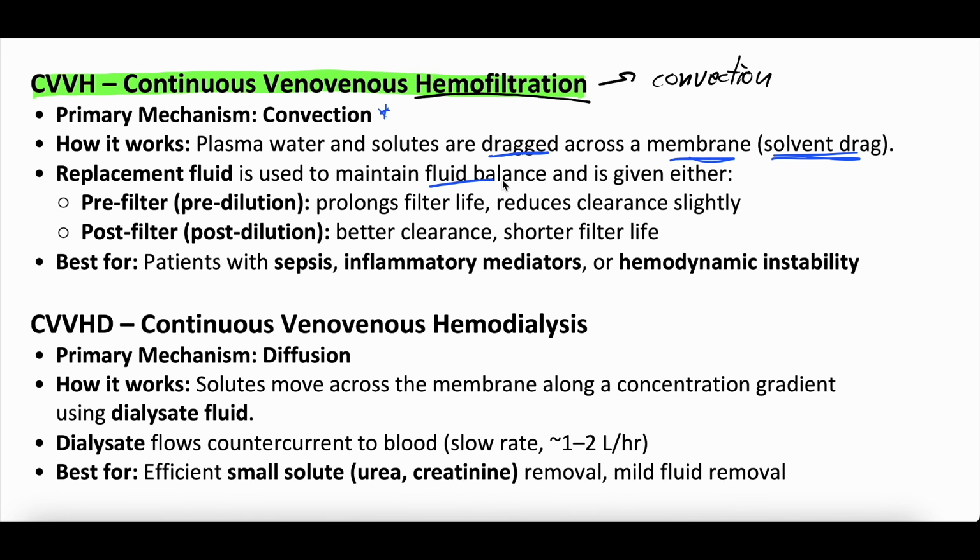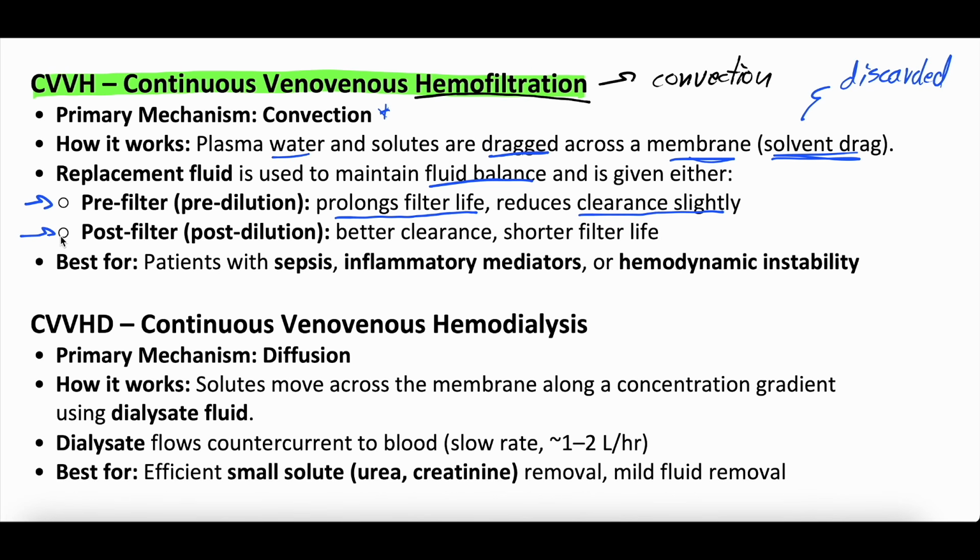And this helps you maintain your fluid balance because remember, you're dragging plasma water across this membrane to then be discarded. So you're getting rid of plasma water. And you then replace this with your replacement fluid. And you can either do that pre-filter, so you can essentially mix the blood with your replacement fluid and then have it pass through the filter. This prolongs filter life, but it does reduce clearance slightly because you're kind of diluting out that blood.